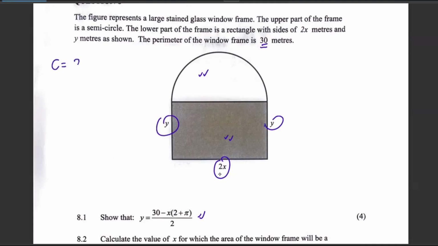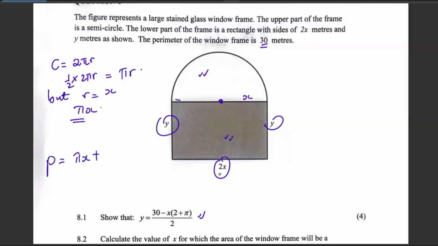Yeah, it's given as 2 pi radius for the full circle. But now, since we're dealing with half of a circle, it's going to be a half times 2 pi radius, which is the same as pi radius. Then if this diameter is 2x, the radius is going to be x. So our circumference we're talking about is pi x. So our perimeter is going to be pi x plus the y plus the 2x plus the y.